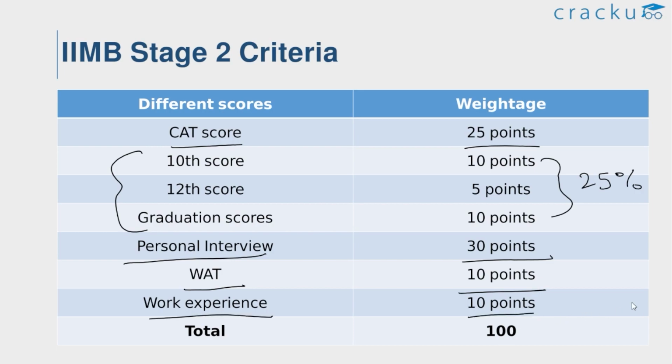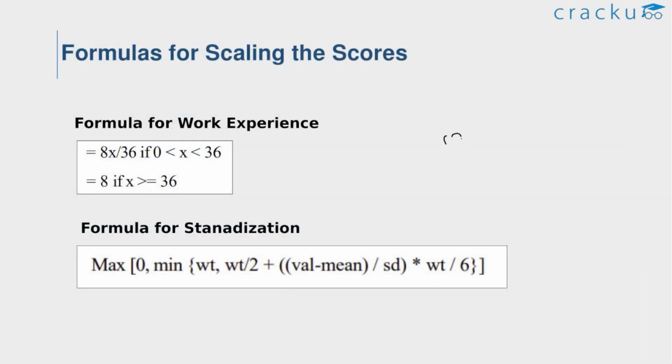Here the points for the work experience are given based on a 5-point multiplier. These are the points: 0.25, 0.5, 1, 1.5 and 2. So these are the points used to scale the quality of work experience. So let us say if you have 12 months of work experience, then using this formula, 8 into 12 by 36, you will get 8 by 3. Based on your quality of work experience, the points will get multiplied with this result.